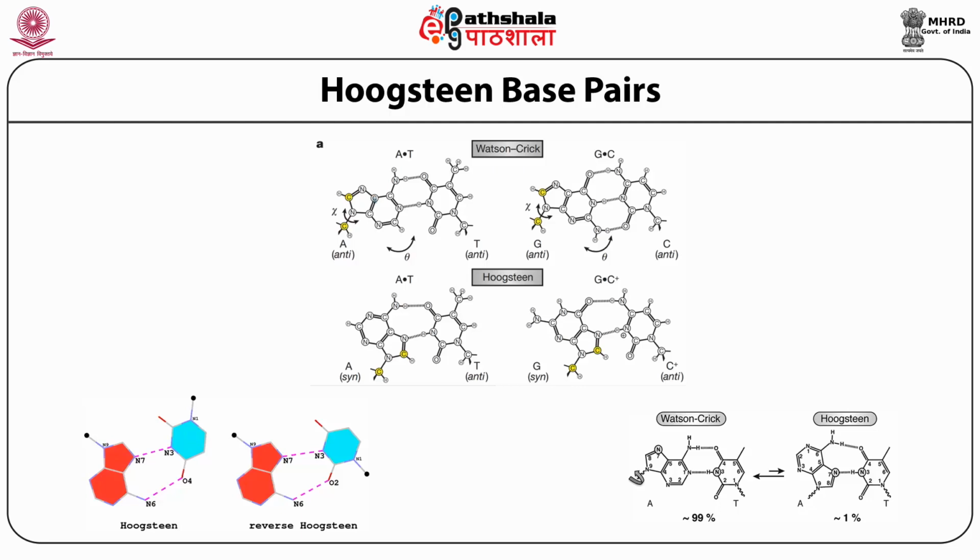Another thing we need to remember is that this Watson-Crick base pairing and Hoogsteen base pairing, the hydrogen bonded structures which come out of it, are in equilibrium to each other. Normally Watson-Crick hydrogen bonding is more favorable and more stable, but under certain conditions Hoogsteen base pairing gives more stable structures.